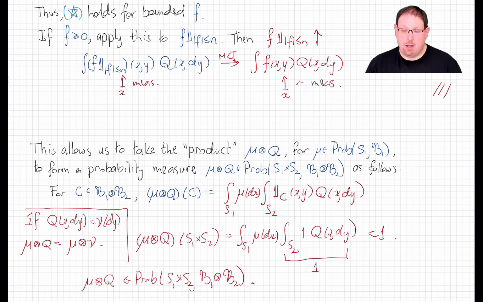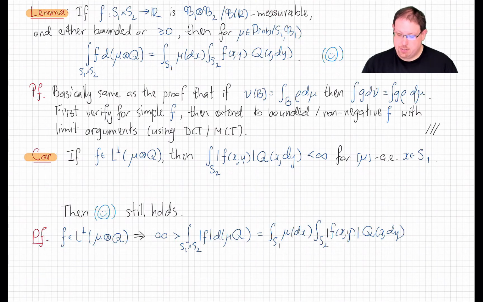A little later on, we'll use this same notation and idea to talk about taking a product or composition of probability kernels. But we're going to stick to probability kernels and measures for now. Now I've defined a new probability measure here on the product space. I'd like to know how to integrate against it. And that's our next result.